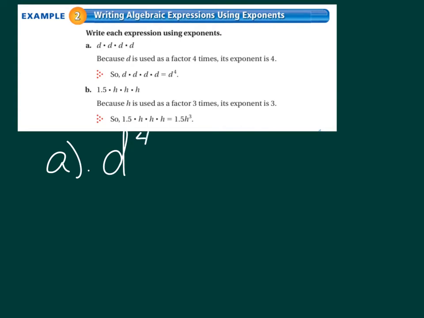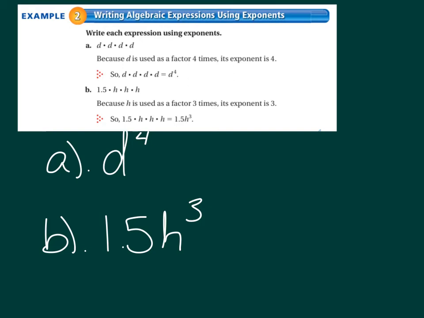Letter B, it says right here 1.5 h times h times h. We're going to leave 1.5 the same. We leave 1.5 alone unless there's more numbers, and then we would multiply them. But since 1.5 is the only number, we're just going to have 1.5 times h to the 3rd.